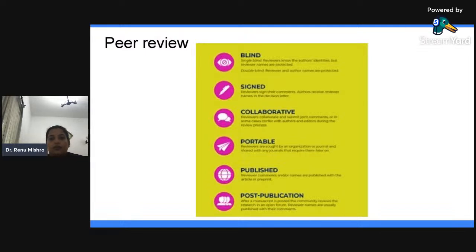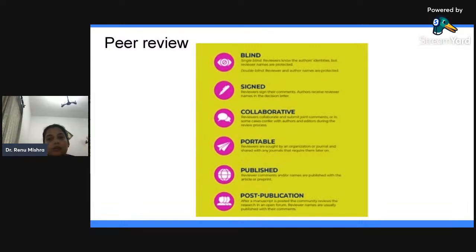By citing all this, you can go ahead with it. Now, go for the peer review process. A blind one is where the author identification is not revealed. A signed one is where the reviewers sign their comments, and when the author receives the comments, they know who the reviewer is. A collaborative one is when the reviewers collaborate and submit their joint comments, or do so with the editor during the review process, so they are both collaboratively giving the comments.